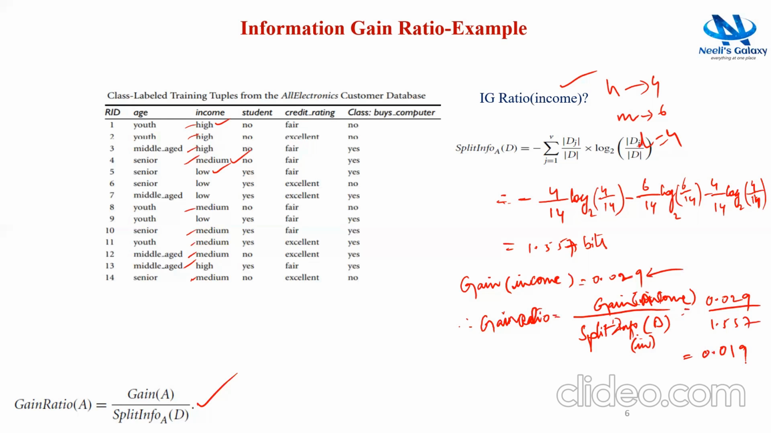Similarly, we have to calculate the information gain ratio for all the remaining attributes, and the attribute with the maximum gain ratio is selected as the splitting attribute or splitting criterion.